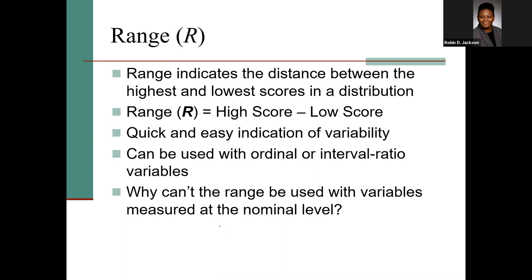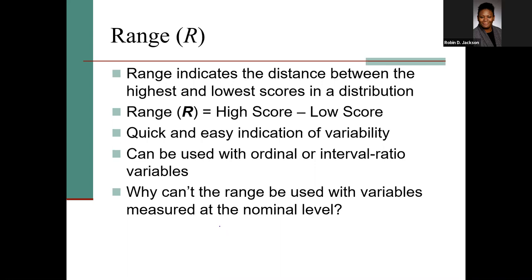But first, as I talked about measures of dispersion and what the different types of measures of dispersion are. Again, there's range, interquartile range, and then standard deviation. So we start off with range. And what range is, it's the difference between the lowest and highest values in a distribution. So again, high score and low score.